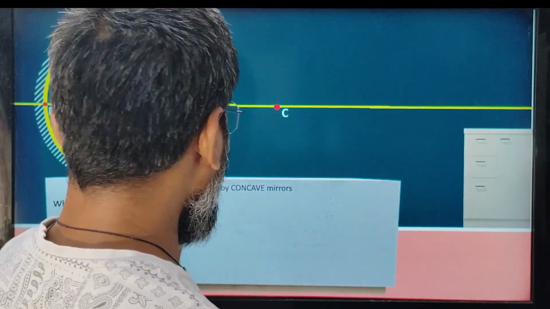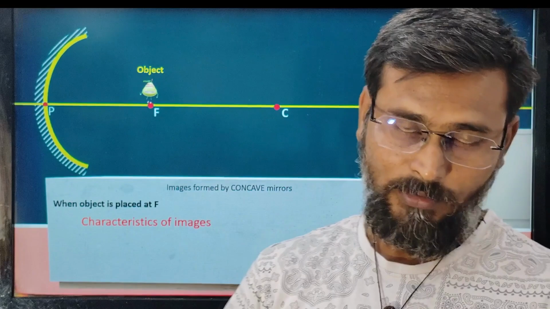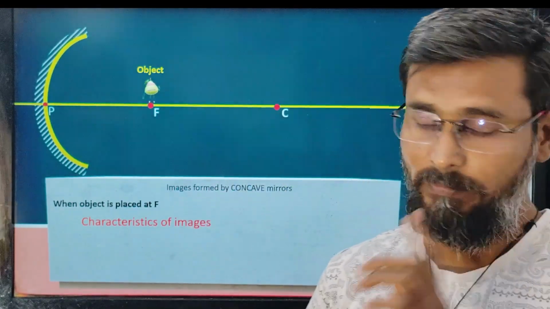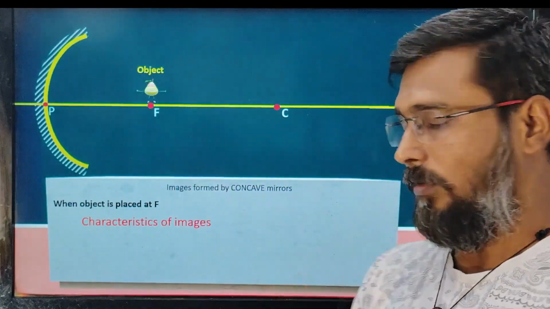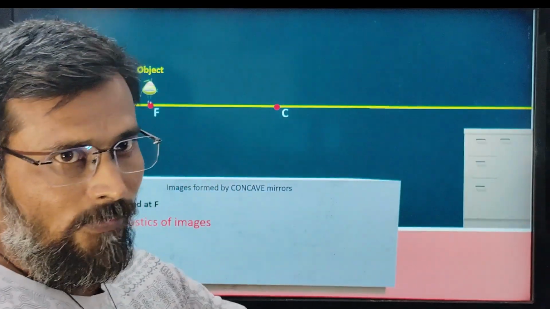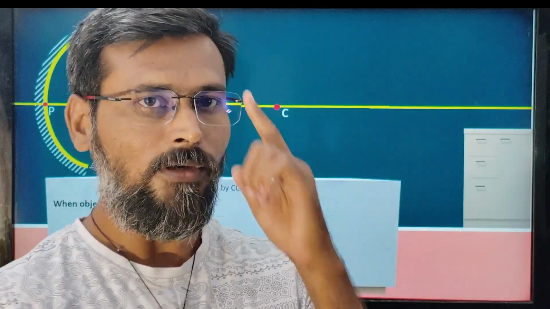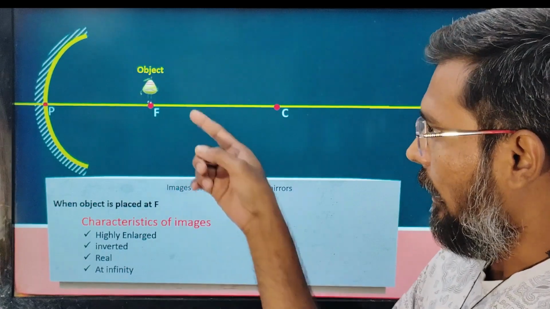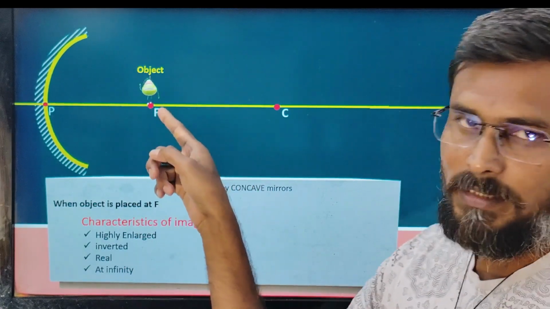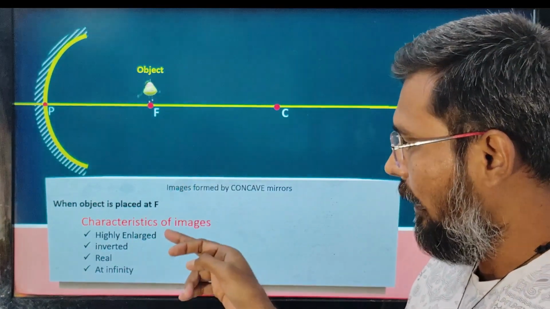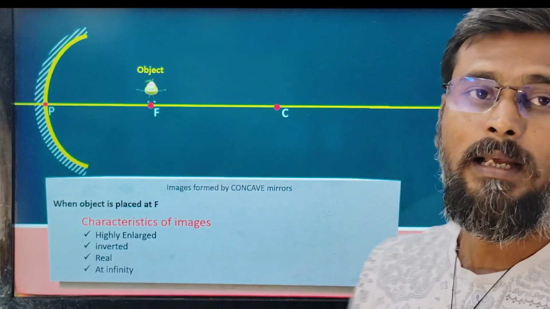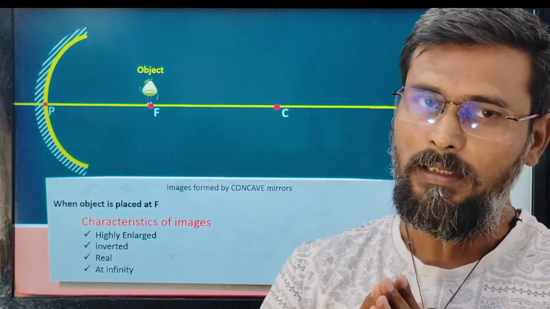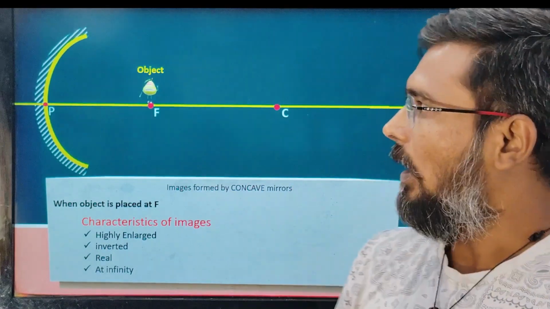Next, our dance master is here. Still he is dancing, so you should clap for him because he has a lot of energy. And he is standing at the focal point. If the object is at the focal point, the image will be formed very far away, and you have seen that previously in our ray diagrams. The characteristics of the image formed when the object is at F are: highly enlarged, inverted, real, and the image is formed at infinity. These are the characteristics when the object is at the focal point.